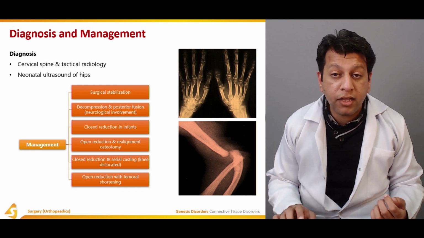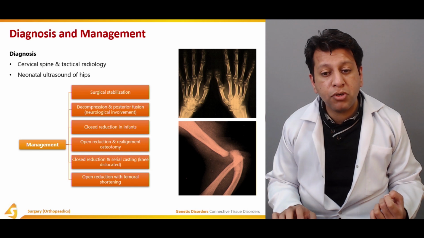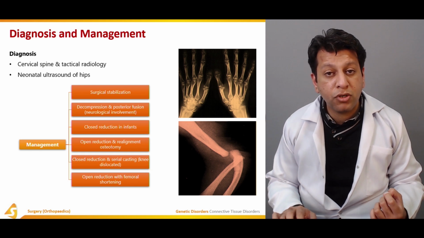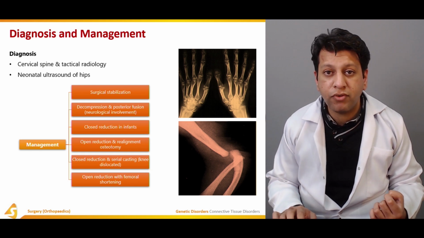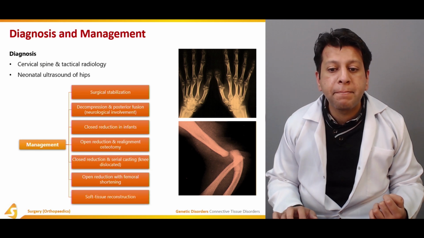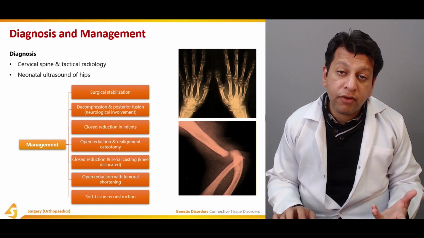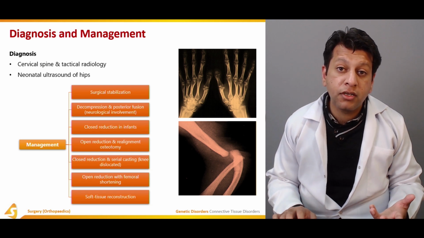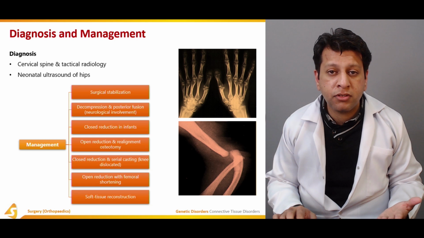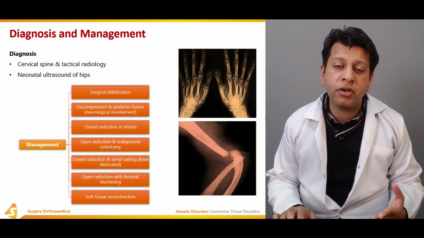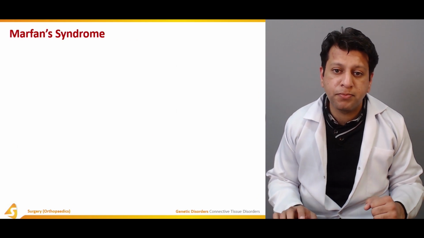If the patient has a femoral instability, this may require open reduction with femoral shortening and osteotomy at the distal femur. Soft tissue reconstruction may also be required, because they usually have a generalized ligamentous laxity, and ligamentous augmentation may be required to stabilize the joints at times.